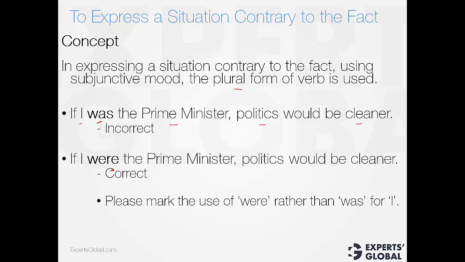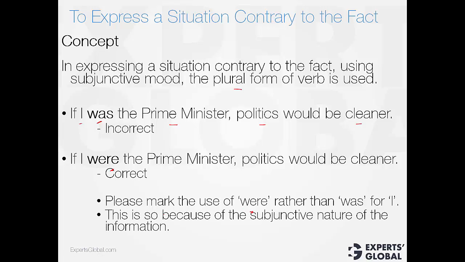Please mark the use of were rather than was for I, although generally you would say that I was going to the school. I was is the correct usage, but the nature of information here is subjunctive, and therefore the correct verb here is were. Alright.